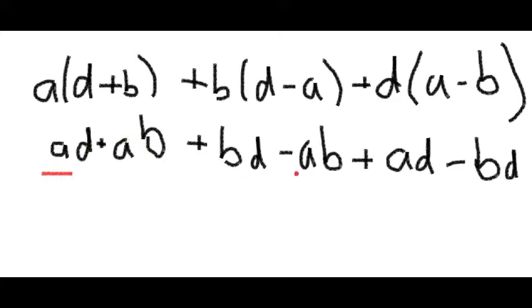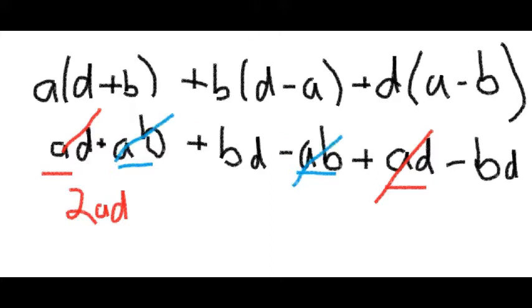Alright, let's look for like terms. So we have ad here, or da, oh, here's another ad. ad plus ad becomes 2ad. Alright, so that takes care of the ads. Next, let's do ab. There's an ab or ba, just those two, ab plus minus ab. Oh, those go out. These drop out.